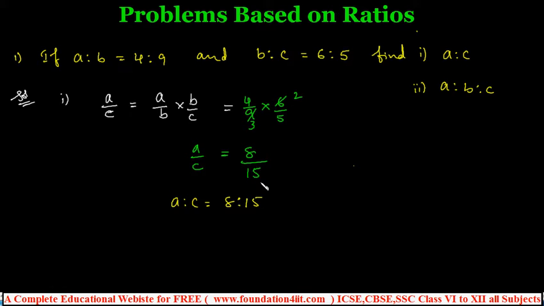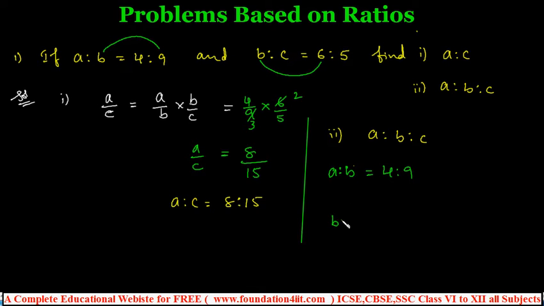That is one. Next, to find A is to B is to C. If you see the question, here the B ratio value is 9, and here the B ratio value is 6. For 9 and 6, you can take the least common multiple, LCM. For 9 and 6, LCM is 18. So we can make B as 18. A is to B is equal to 4 is to 9 is given, and B is to C is equal to 6 is to 5.